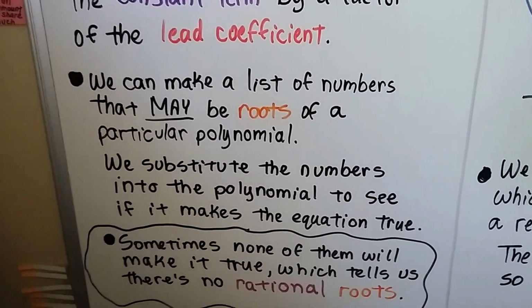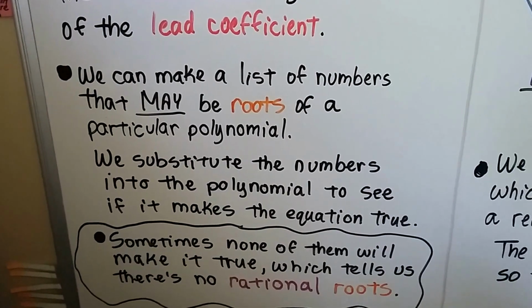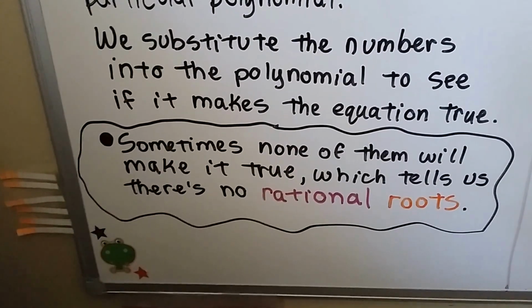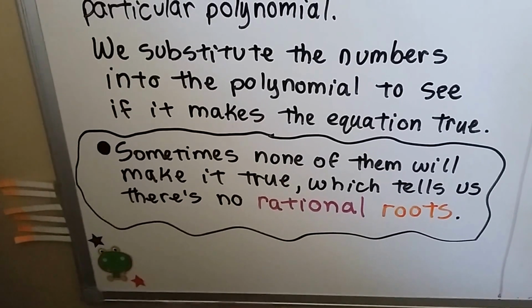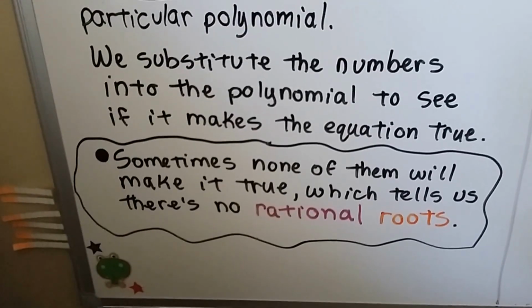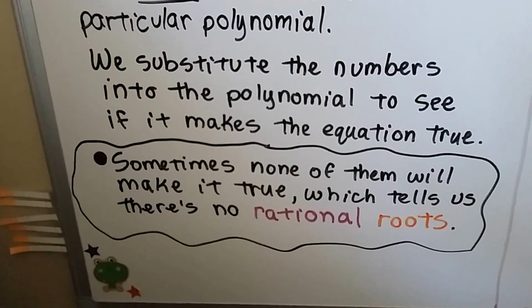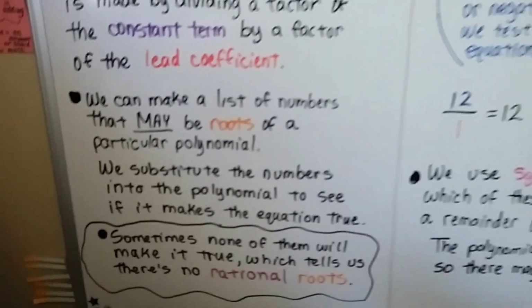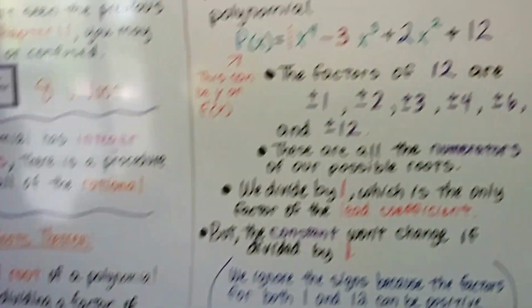We substitute the numbers into the polynomial to see if it makes the equation true. Now remember, sometimes none of them will make it true, which tells us there's no rational roots. So if you can't find any that make a remainder 0, there's no rational roots. Don't worry about it, just write that.